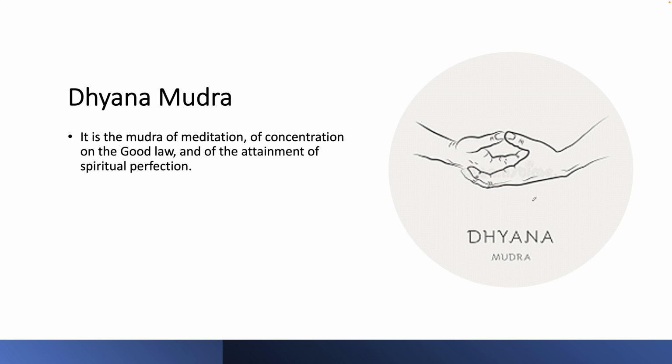Then we have the next, Dhyan Mudra. Now this is the mudra of meditation, as the name suggests. This is the mudra of concentration on the good law and of the attainment of spiritual perfection. So it represents meditation or contemplation, also known as the gesture of samadhi.